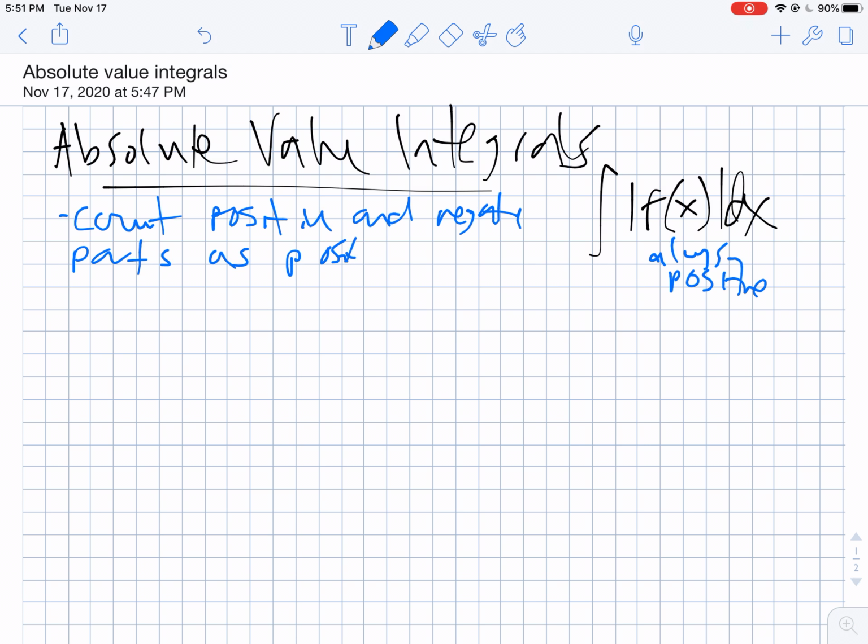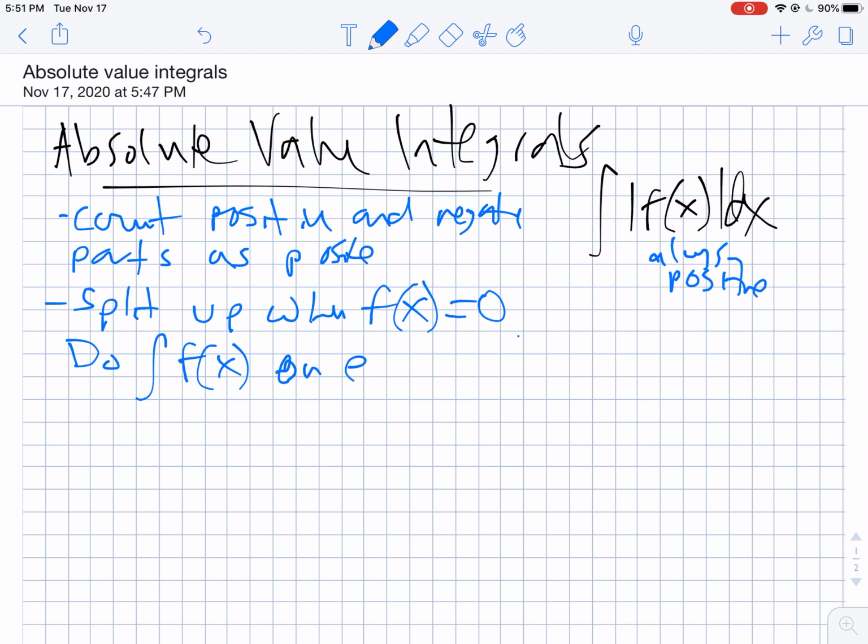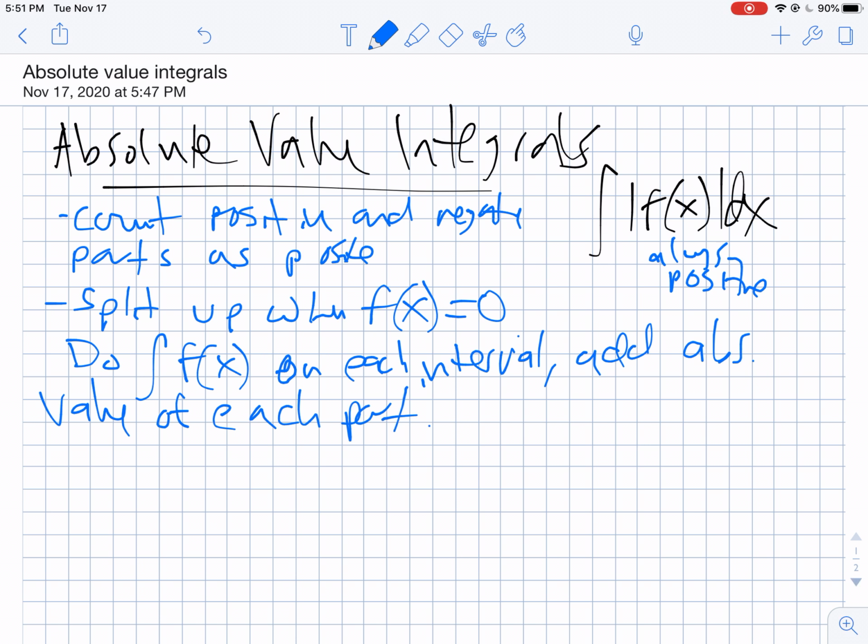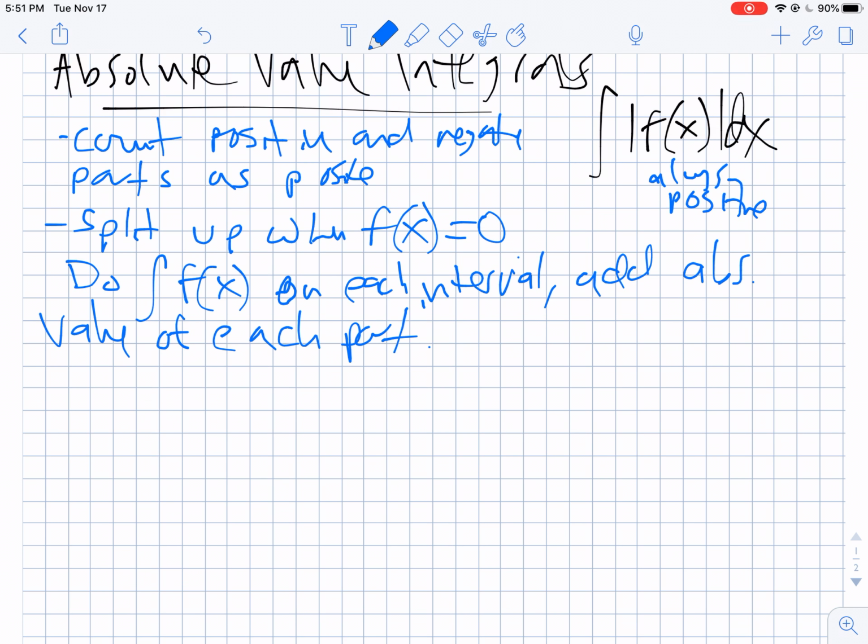So in order to do this, we're just going to split this up when the inner function, that f of x, is equal to 0. I'm going to calculate the integral on each interval, and then I'll add the absolute value of each part. So basically, I'm going to break it into parts, like here's a positive part, here's a negative part, and then take the absolute value of each of those and then add those together.